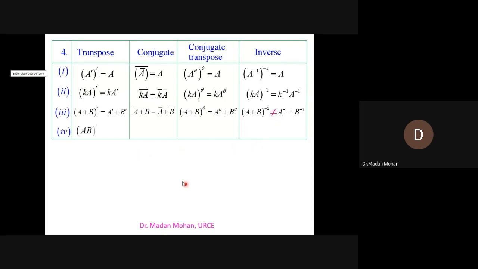Next one. Now (AB) whole transpose is B transpose A transpose. In the reversal law, we call it reversal rather than same order. Plus can be replaced with minus, it is also okay. Into and by are not there. Similarly, (AB) whole bar is A bar B bar. It is not reversal, please. Conjugate is same order, please. A bar B bar, it is right.